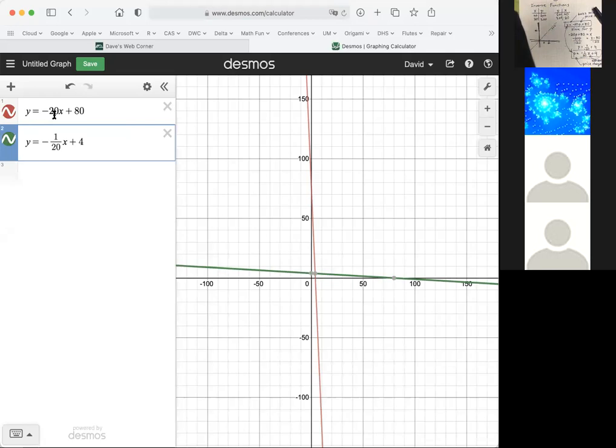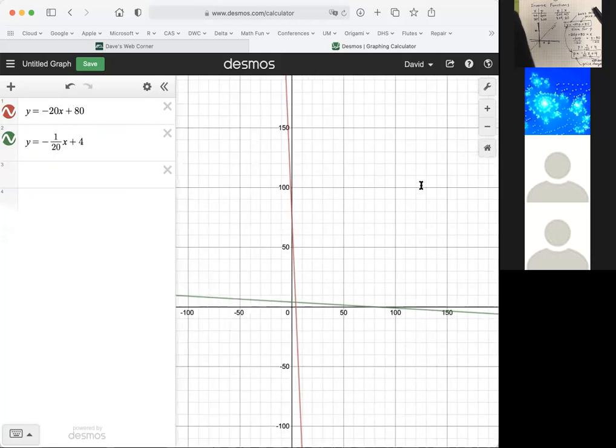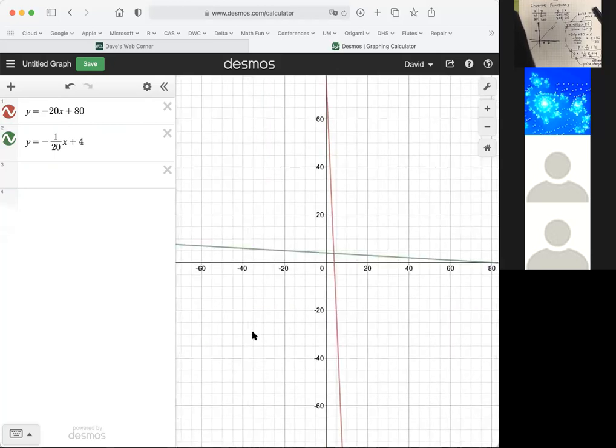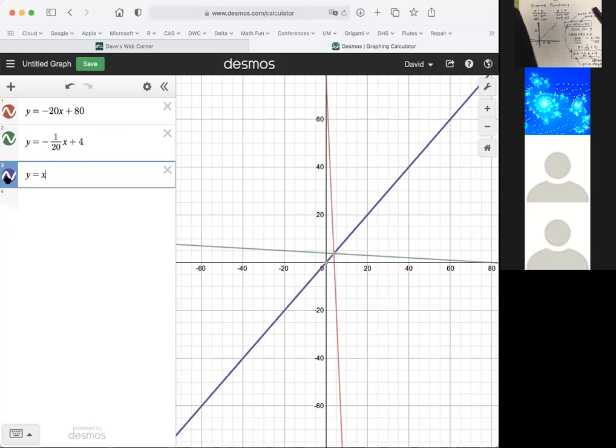Here I typed in the equation y equals minus 20x plus 80. And here I typed in the equation y equals minus 1/20th x plus 4. You say, what'd you do with the x's and the y's? I just want to use the same letters in both just to see what happens. But what I want you to see in this red line and green line, even if I zoomed in, is that they are like a mirror image of each other across the line y equals x.